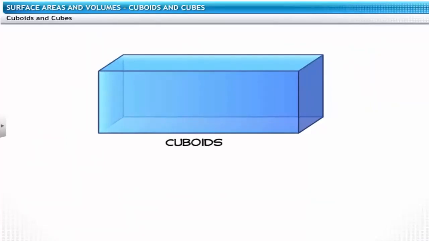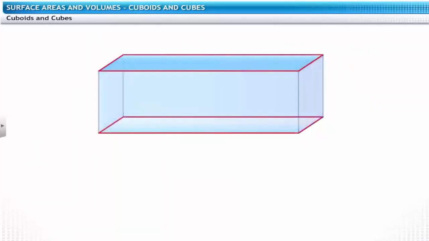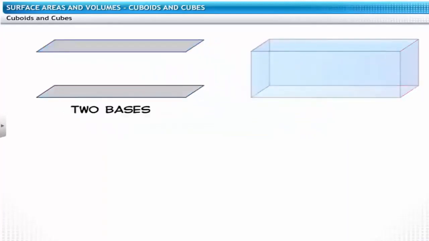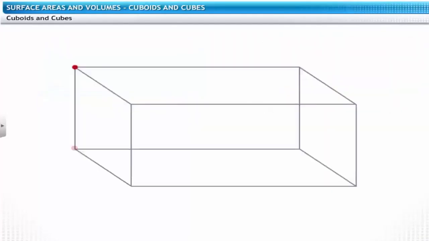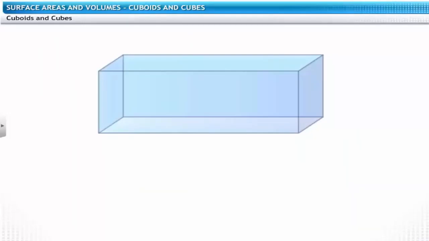Now, if you look at the faces, the top and the bottom faces are parallel to each other. These are called the bases. The remaining 4 faces that join the 2 bases are called lateral faces. Cuboids have 8 vertices and 12 edges. The edges of this cuboid are its length, breadth, and height.